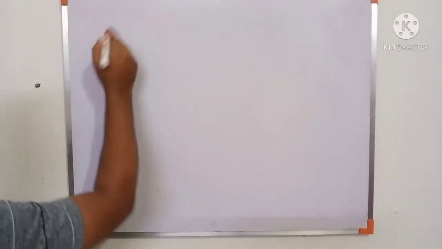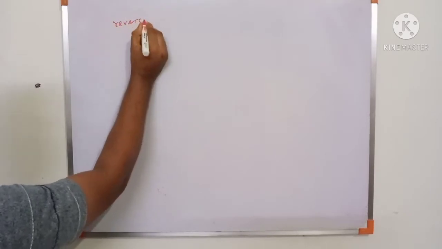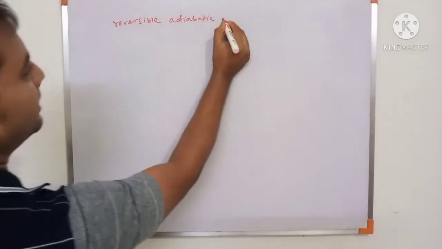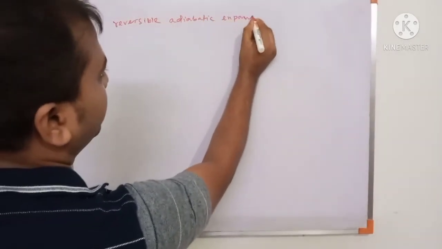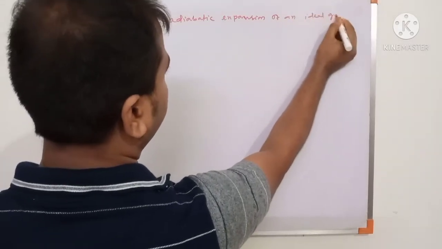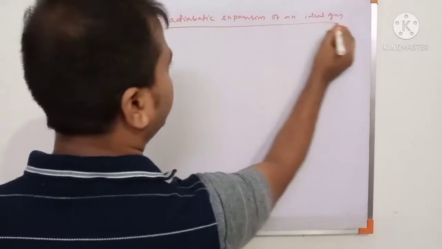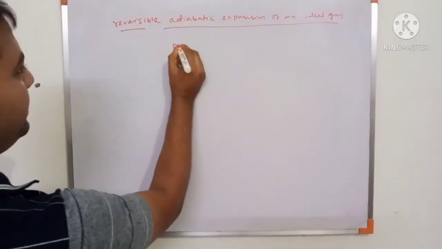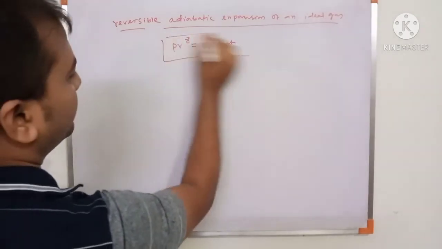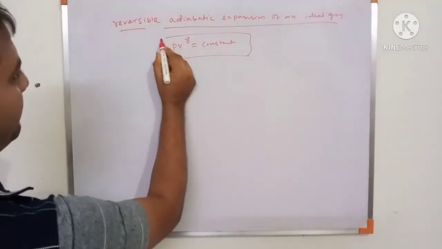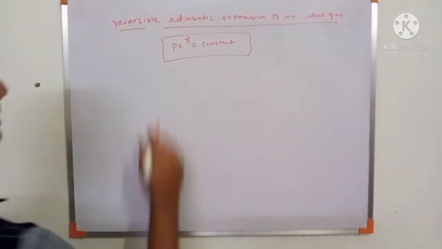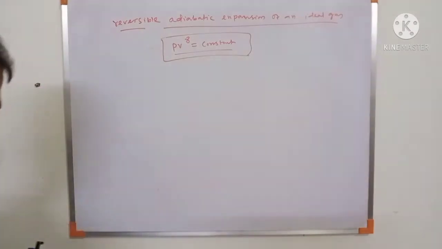Now case 3 is reversible adiabatic expansion of an ideal gas. Remember PV to the power gamma equal to constant. Derivation of PV to the power gamma equal to constant is a lengthy process. Please remember this equation and the other equations derived from it. So PV to the power gamma equal to constant.